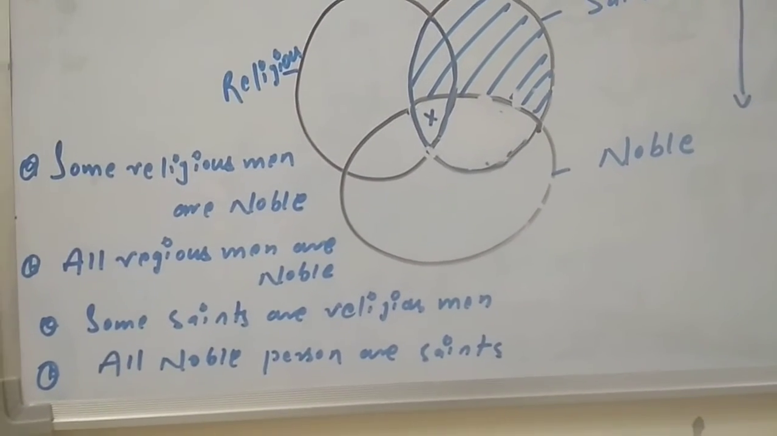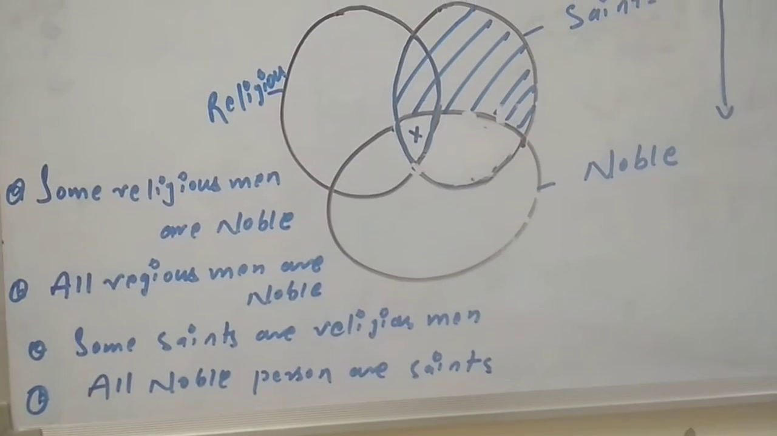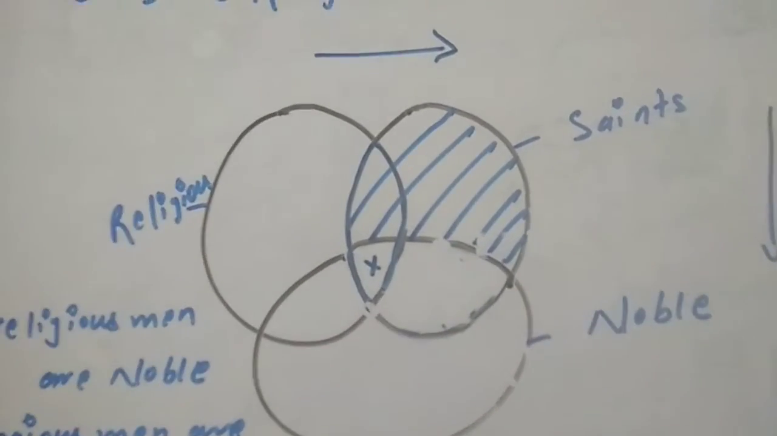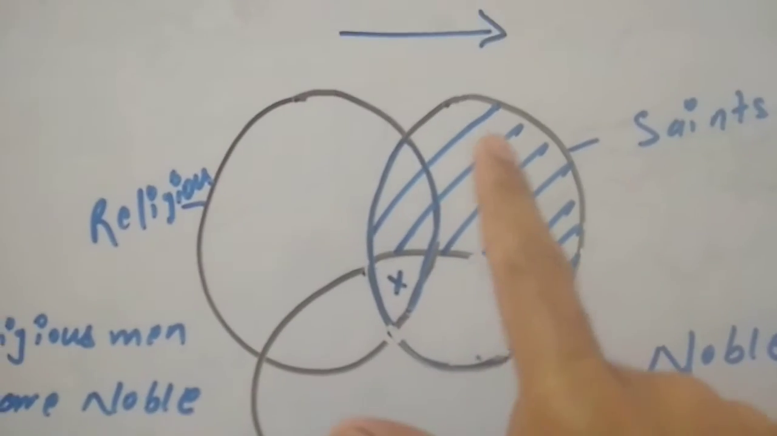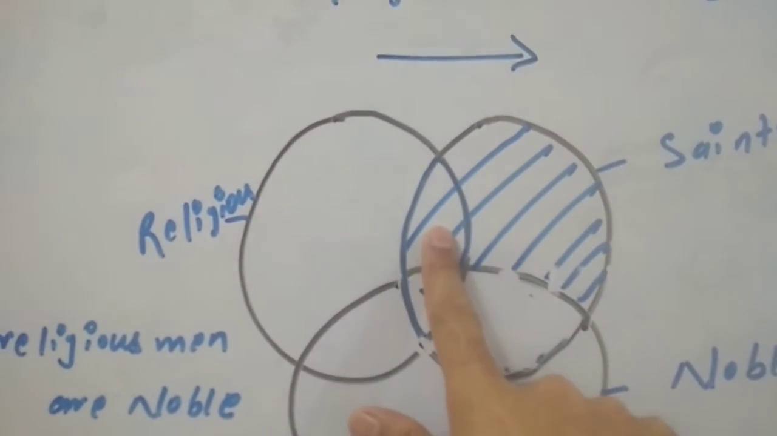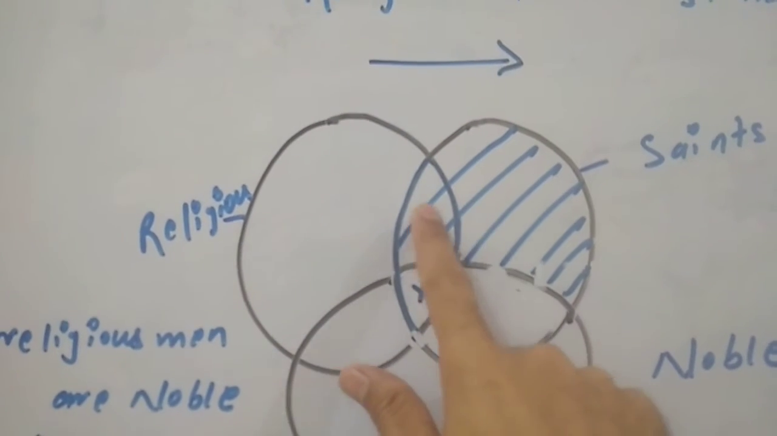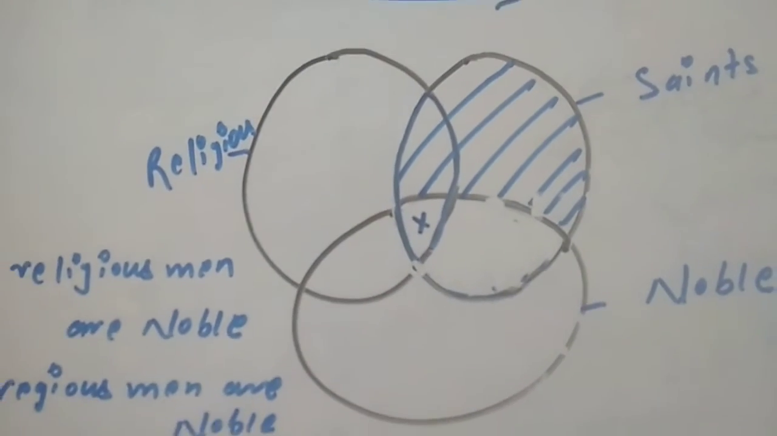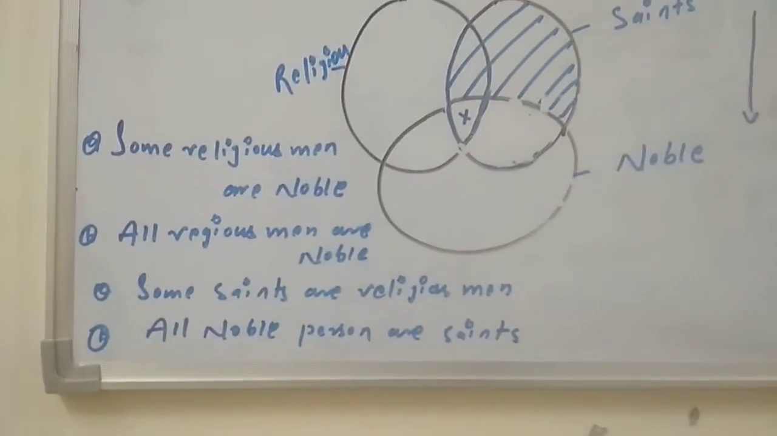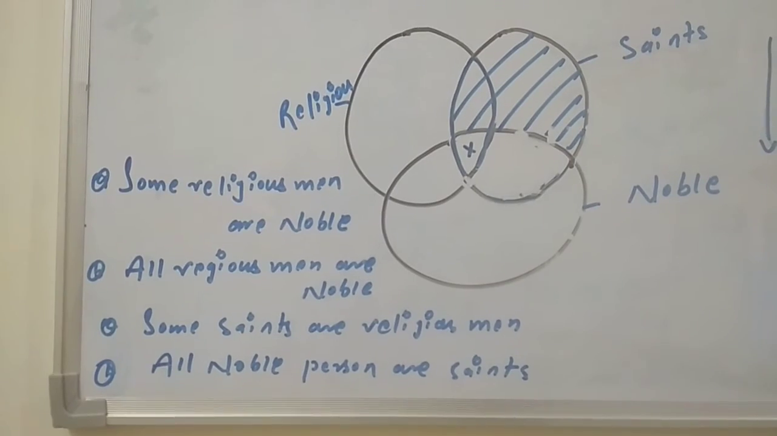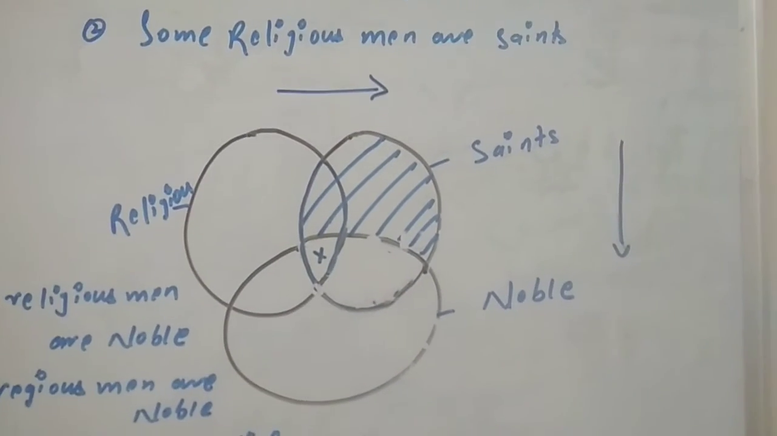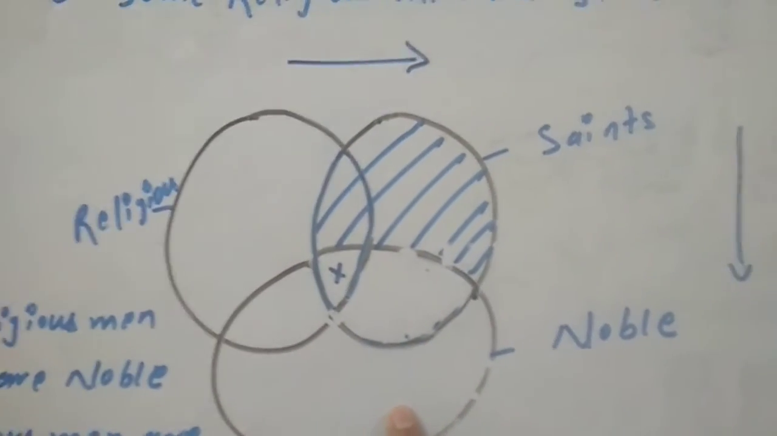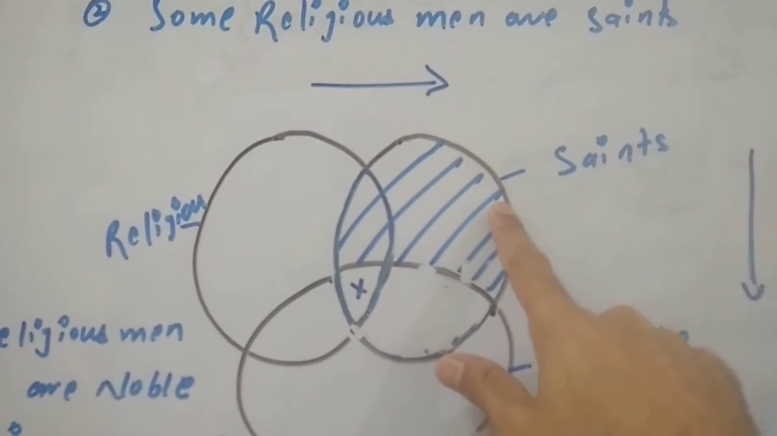Some saints are religious men. Where are the saints? Here are the saints. Of course, they have a relationship as I showed you. Here also they have a relationship, or here also. Some saints are religious men, so we can take it further. Now go with the last option. All noble persons are saints. Straightforward, incorrect. It cannot be possible because all noble persons cannot be saints.